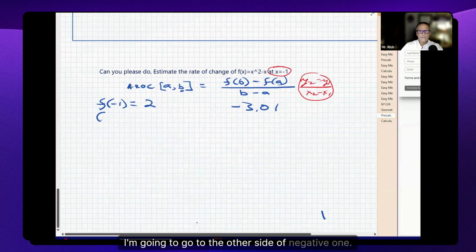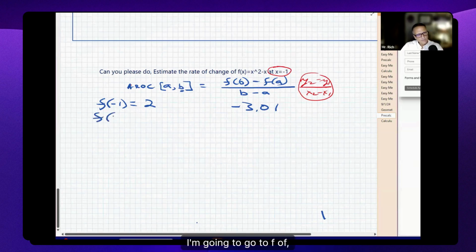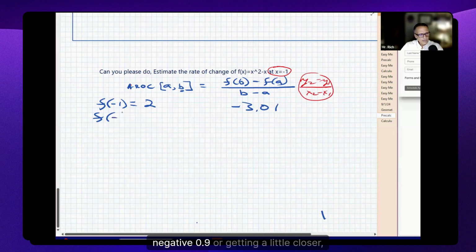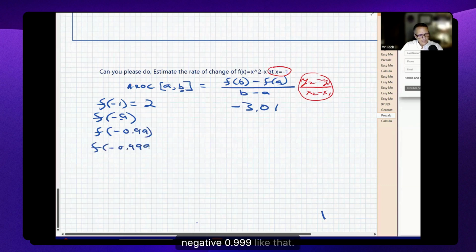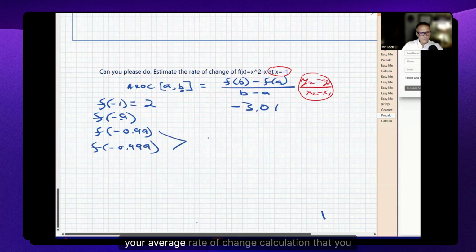I'm not going to do the whole thing, obviously, but you could say, I'm going to go to the other side of -1. I went to the left side of -1. I could have said, I'm going to go to f of -0.9, or getting a little closer coming in from the right side, f of -0.99, or f of -0.999, like that.